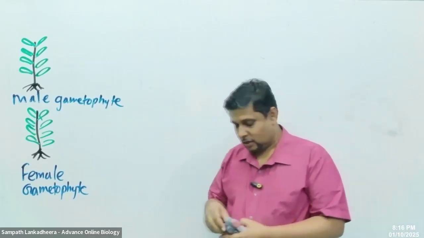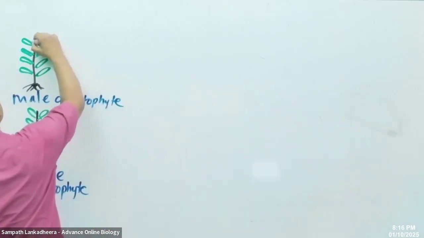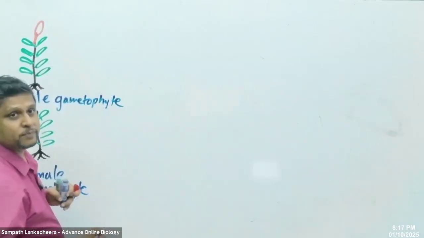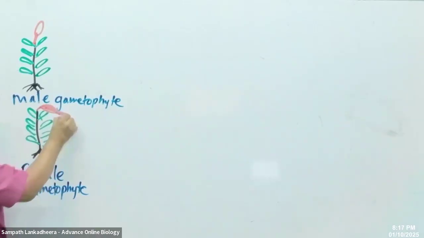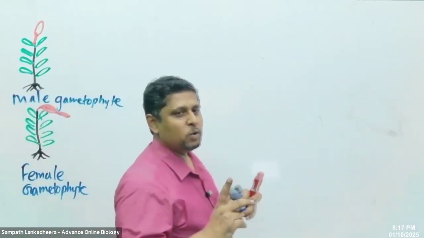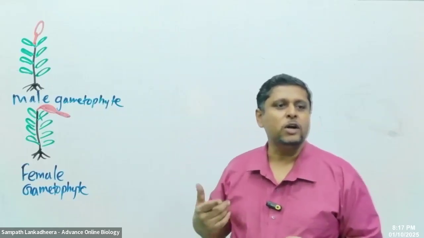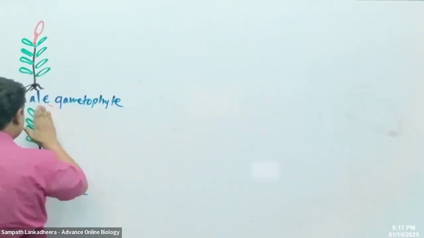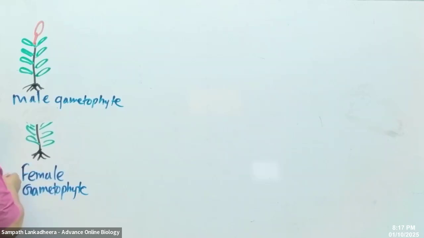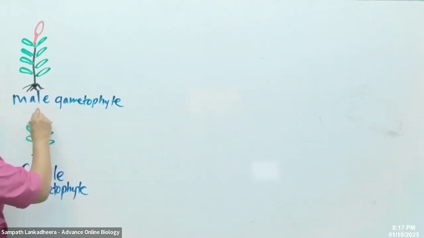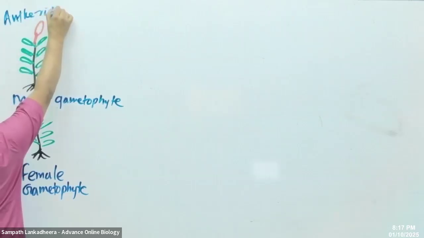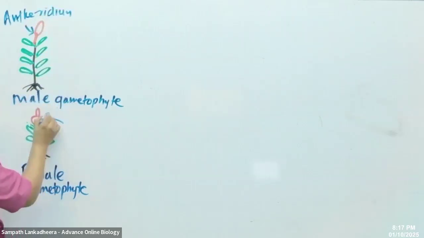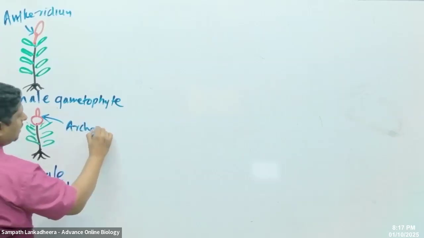So what do you get here at the top? Here at the top, you have the antheridium. And here at the top, the archegonium is present. Archegonium and antheridium are present on the top of the plant. Maybe I can draw it properly. This is the archegonium at the top of the plant. This is the antheridium, and this one is the archegonium.